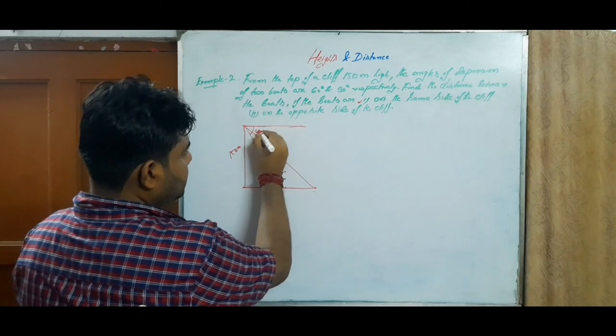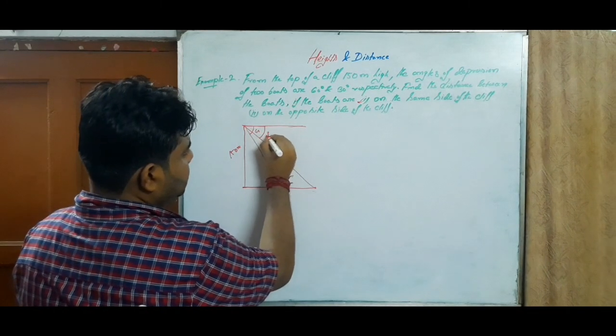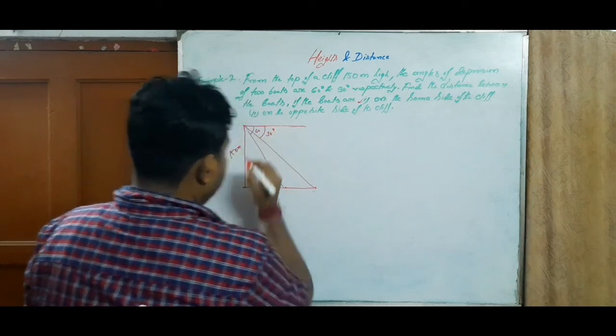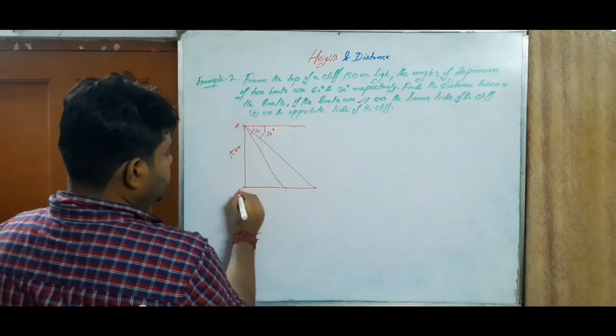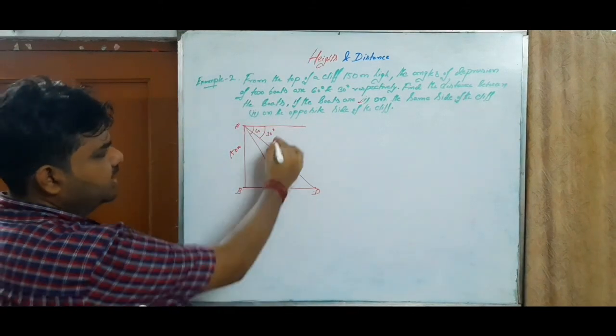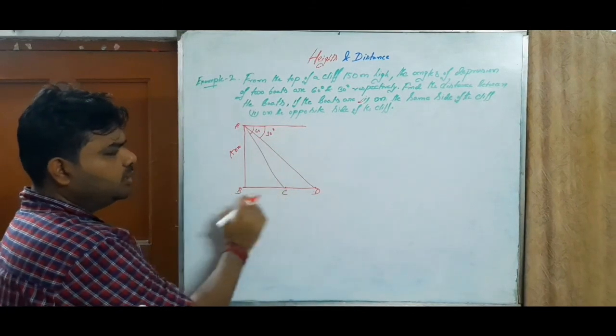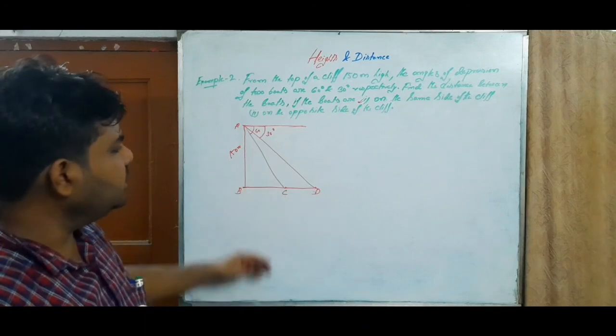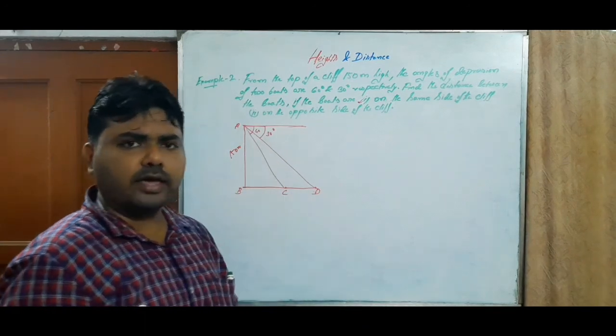This is 60 degree and this is 30 degree. Fine. Now we are naming it A, B, C, D. So these angles are the angles of depression, but they are not included in this triangle. How can we include these angles in this triangle?